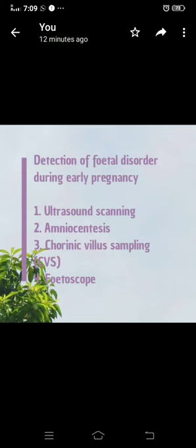Okay, the final method, in your third lesson, 3.9. This is the last topic: reduction of fetal disorder during early pregnancy. When the baby is in the fetus stage in the mother's womb, some disorders can be found with the help of four techniques. The first is ultrasound scanning, the second is amniocentesis, the third is chorionic villus sampling, and the fourth is fetoscopy.